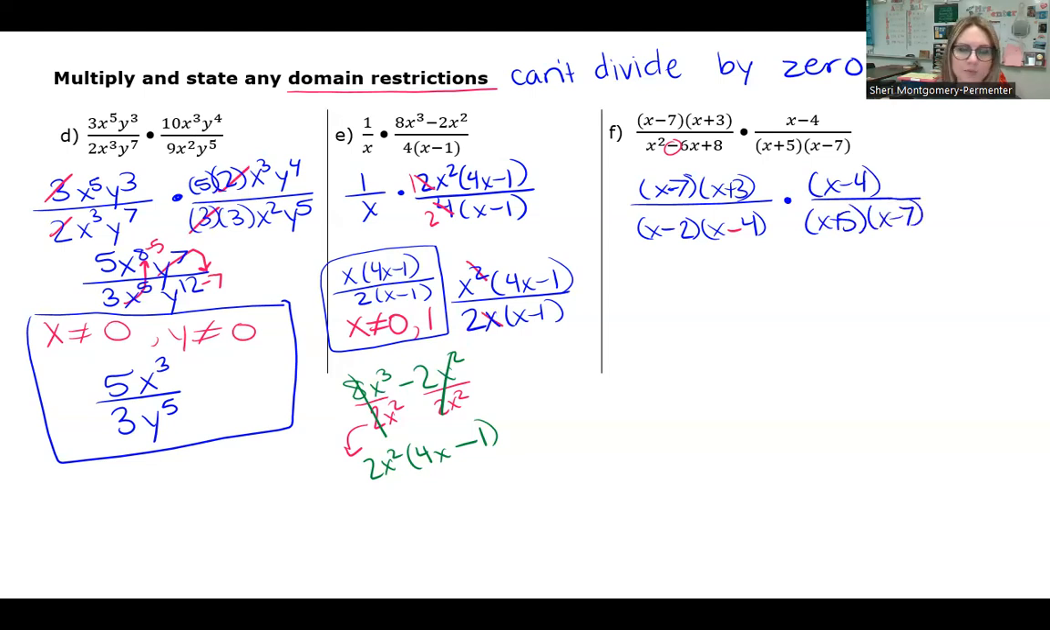I need to state my domain restrictions. X cannot be equal to, for my first factor, that's going to be +2, +4, -5, +7. So I'm going to list them all.